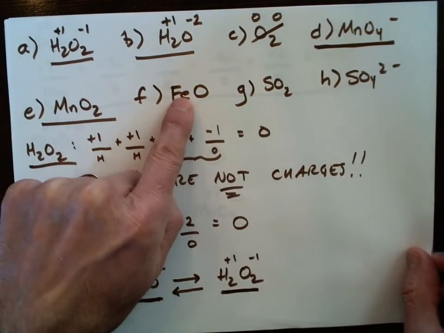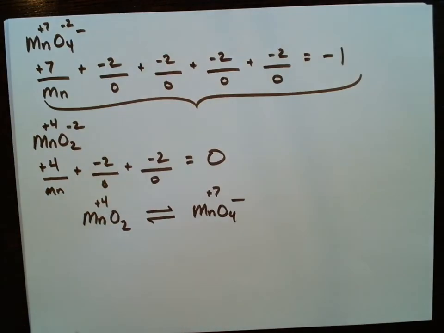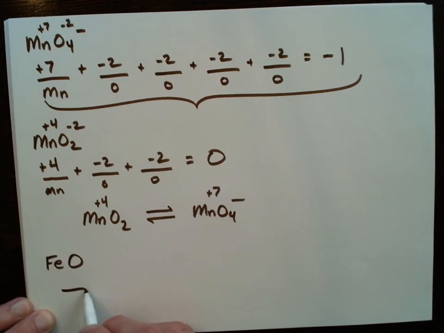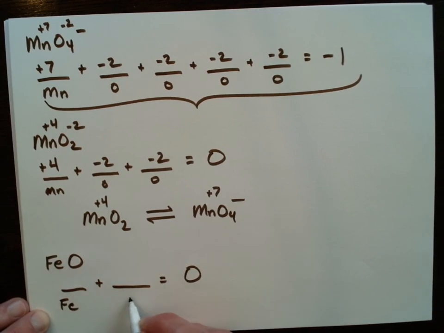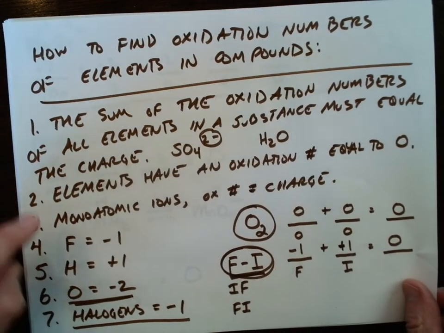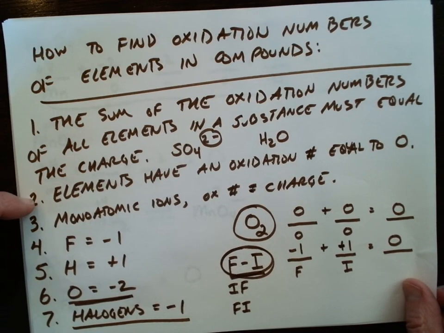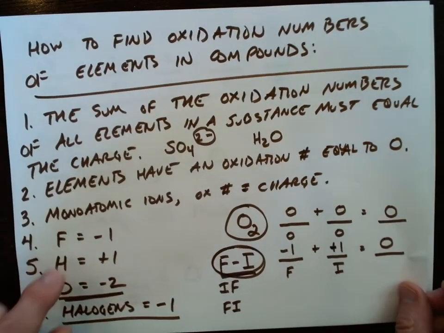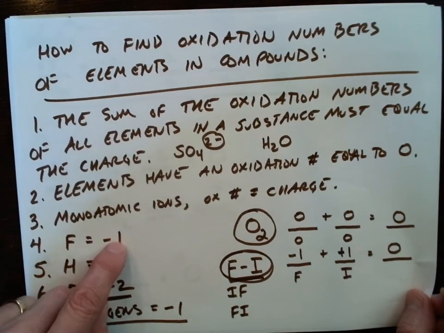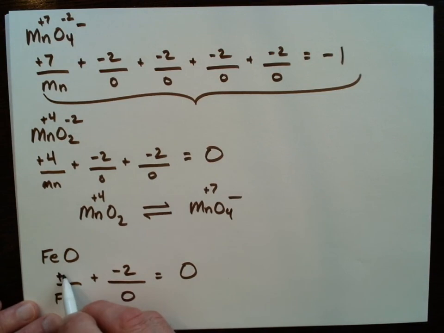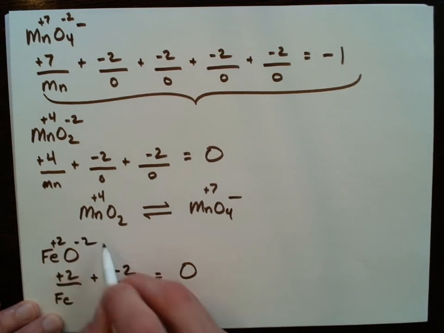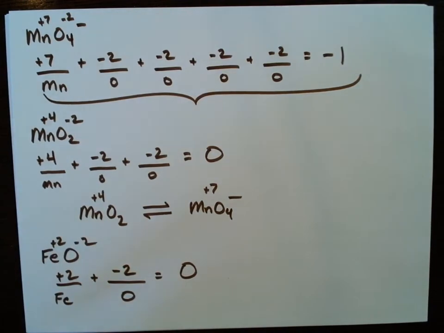Let's do our next one. FeO, iron oxide. It's neutral. It's got to equal 0. We're going to assign iron an oxidation number and oxygen an oxidation number. Back to our rules. I wrote the equation to satisfy number 1. It's not an element. It's a compound. It's not an ion, so we don't worry about this. No fluorine, no hydrogen, but there is an oxygen. So I'm going to give this a -2. So of course iron's going to need to be a +2. And those are the oxidation numbers for iron oxide, iron 2 oxide in this case.